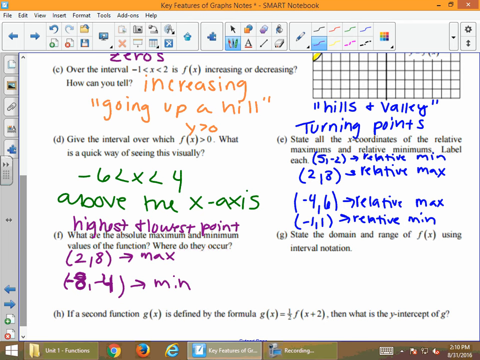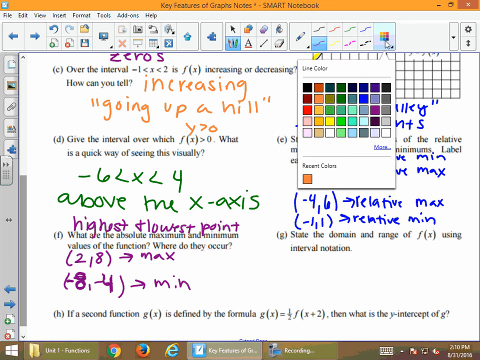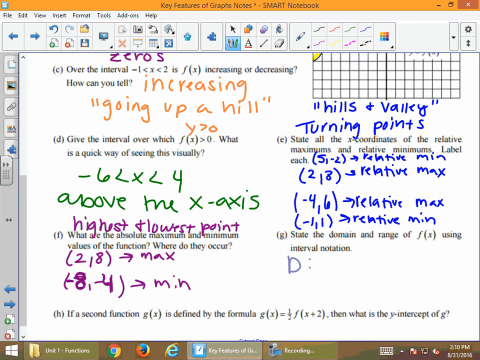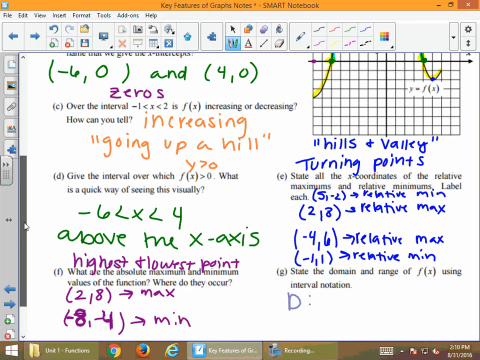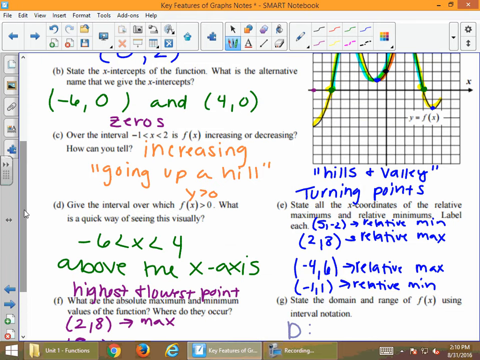Okay. This was just on your quiz. What's the domain and range of this function written in interval notation? Again, what is your lowest x value? What's your smallest x value if you look at your graph?